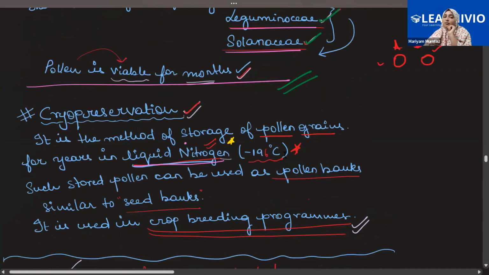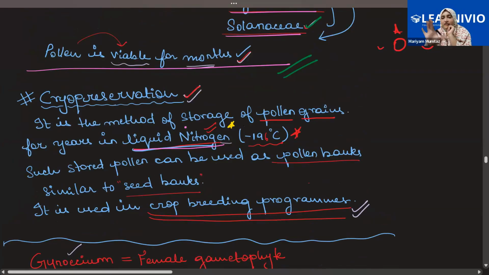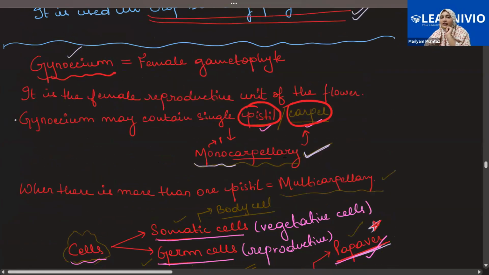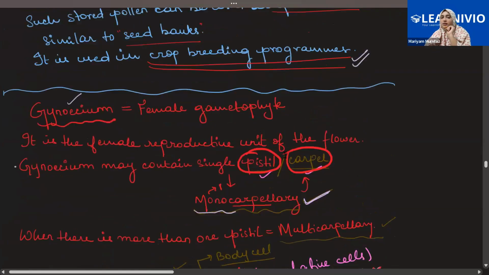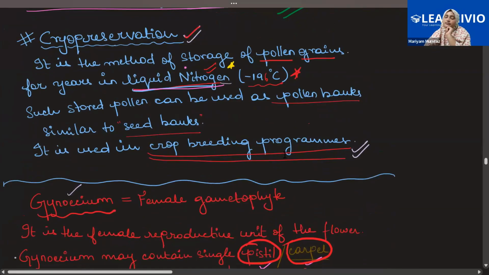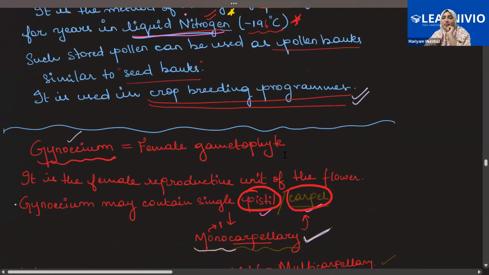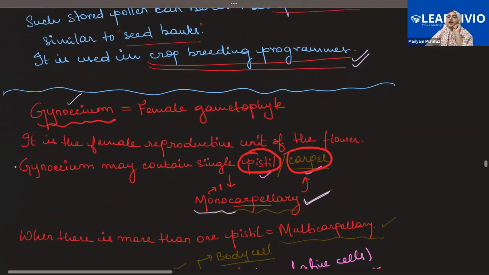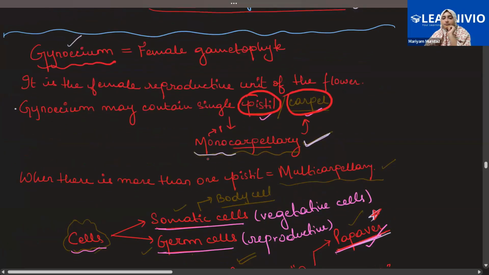So with this, we have actually completed the male part of the reproductive area. Now coming on to the female part, that is the gynoecium. What is the one unit of gynoecium called? Pistil or carpel. It is the female reproductive unit of the flower, and the one unit of the gynoecium is what we call the pistil or carpel.